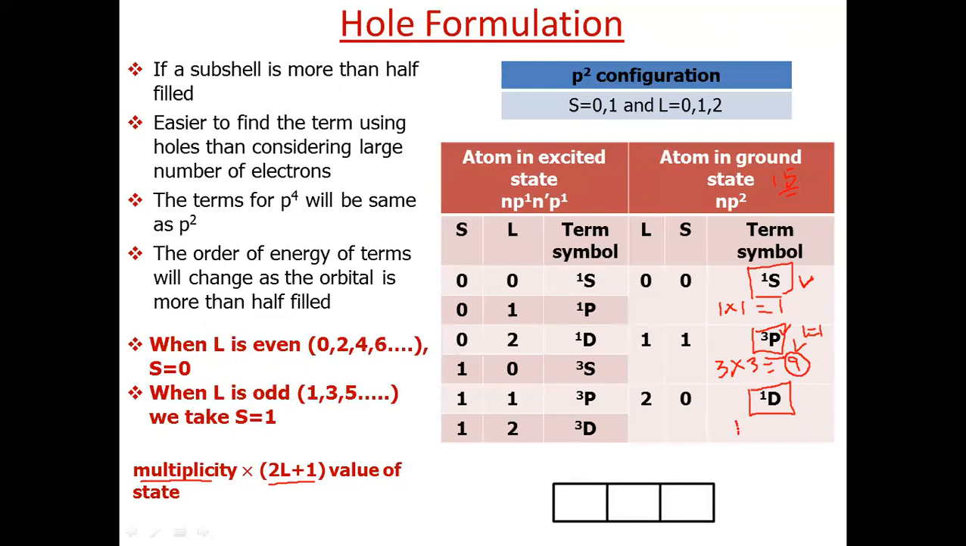Similarly, for 1D, multiplicity is 1. For D, L is equal to 2, so 2 into 2 is 4, 4 plus 1 is 5, and 1 multiplied by 5 is 5. So 5 microstates can be represented by the symbol 1D, 9 microstates by the symbol 3P, and 1 microstate by 1S. So the total number of microstates is 5 plus 9, 14, 14 plus 1, 15. So all these 15 microstates can easily be represented by these three term symbols. We will do this in the coming example.